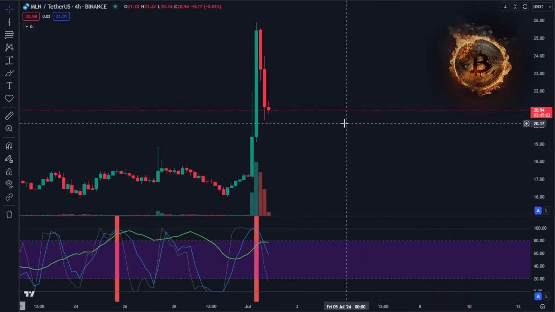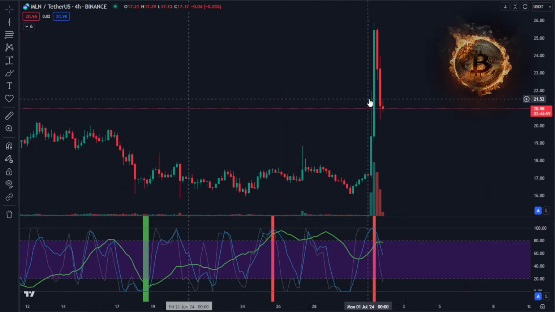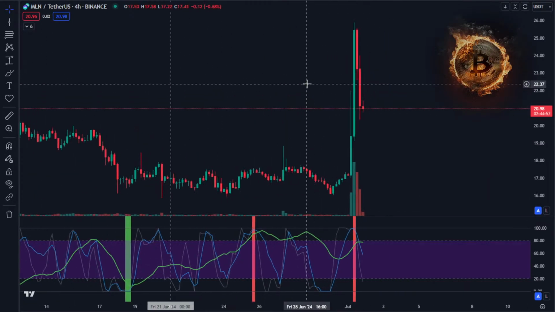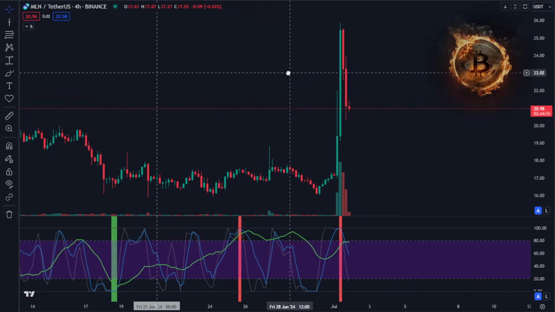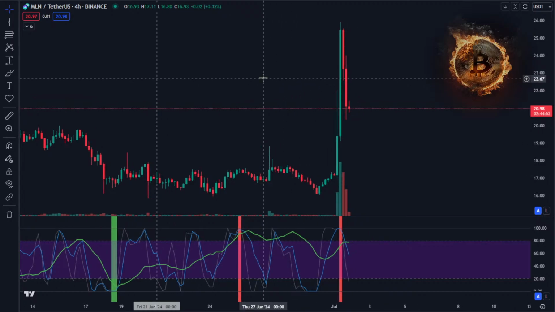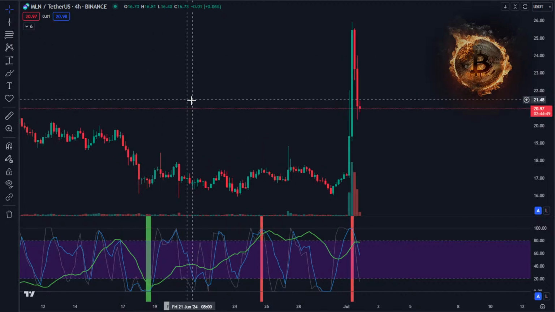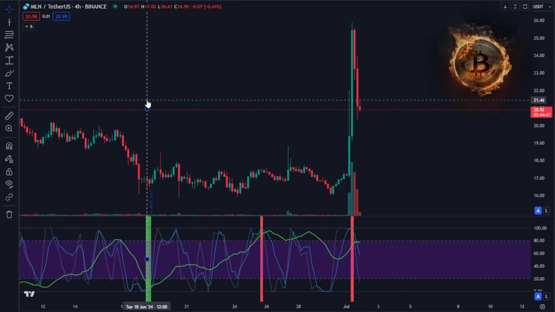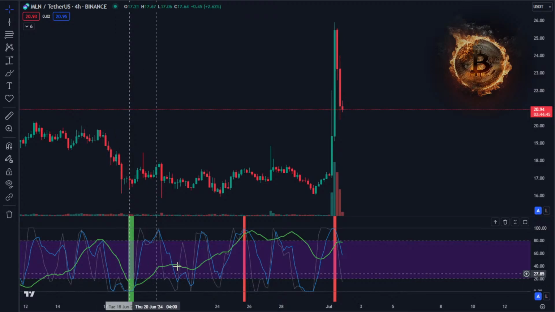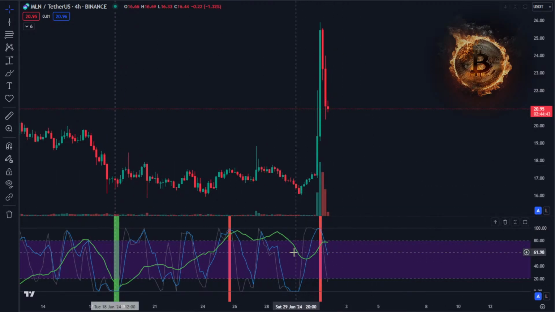So we were at MLN and we were zooming in to see which is the zoom in time frame. And as you can see now, we move to the 4-hour time frame here. And there you can see that this start aligns with it, and we have a clear stochastic wave.